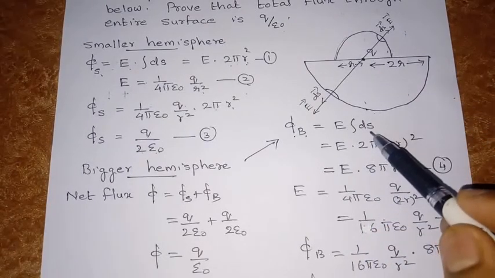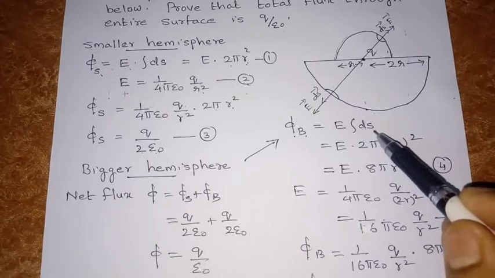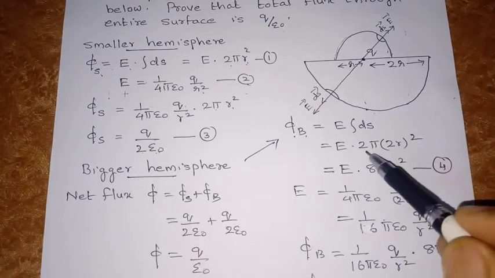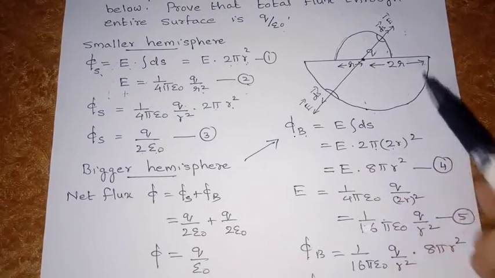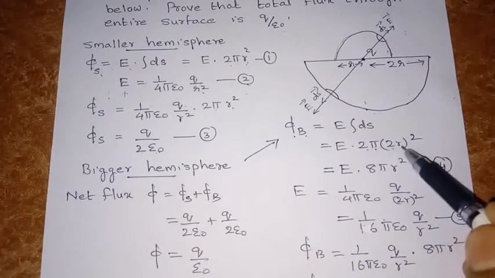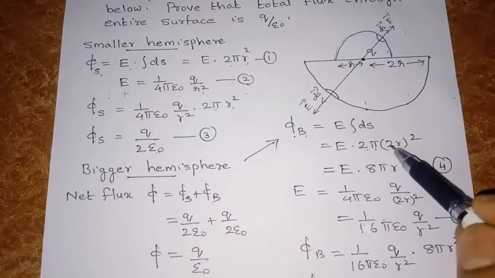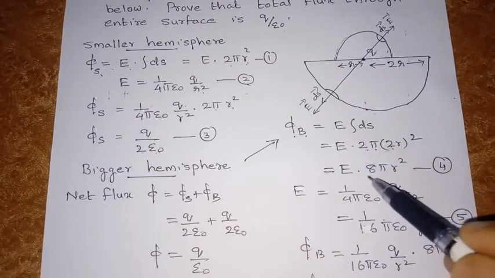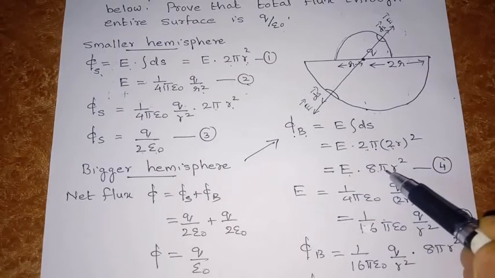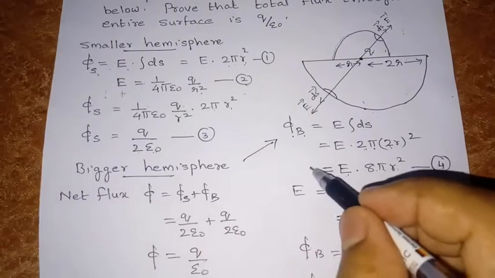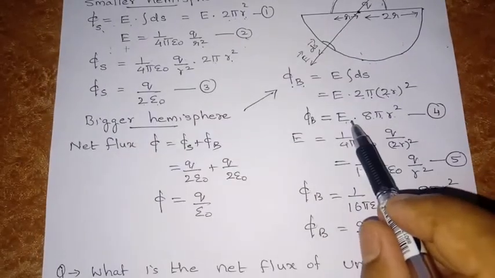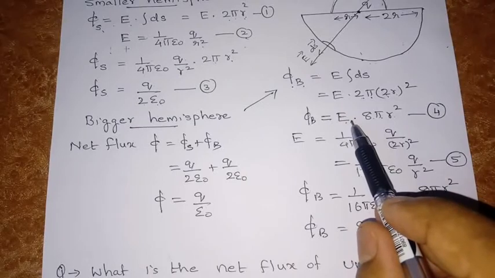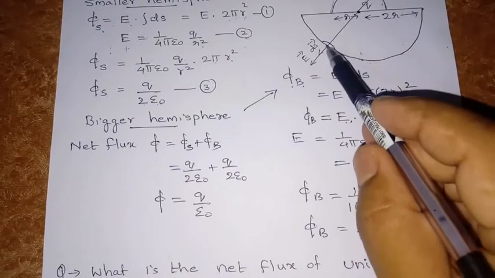Now what is integral ds? It is the total surface area of the bigger hemisphere, that will be 2 pi radius square. The bigger hemisphere radius is 2r, therefore 2 pi into 2r the whole square. So 2 square will be 4, 4 into 2 is 8, E into 8 pi r square, that will be flux phi b. Now I have to substitute for E.